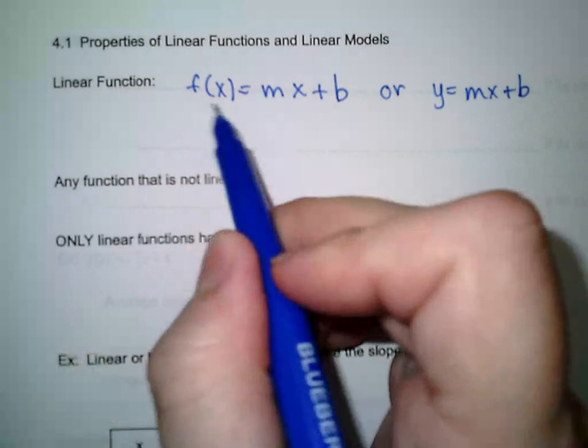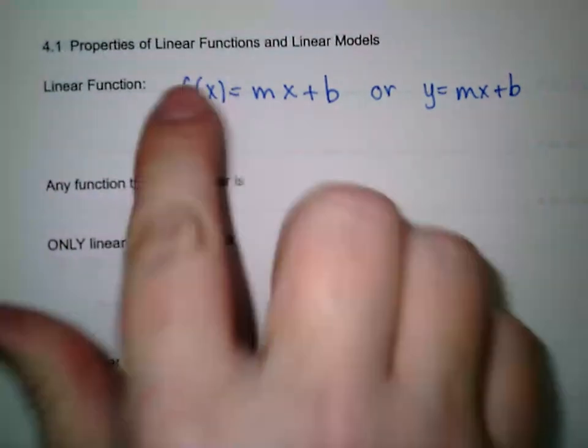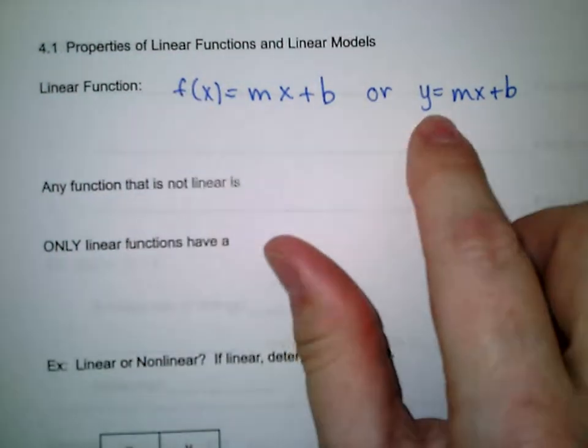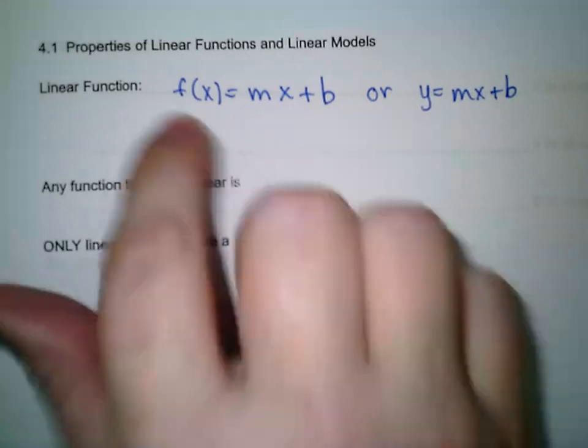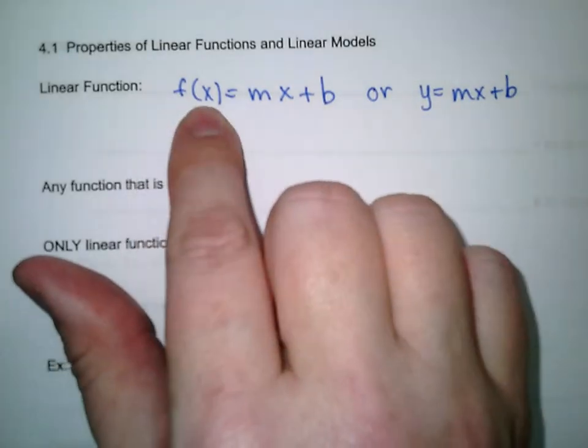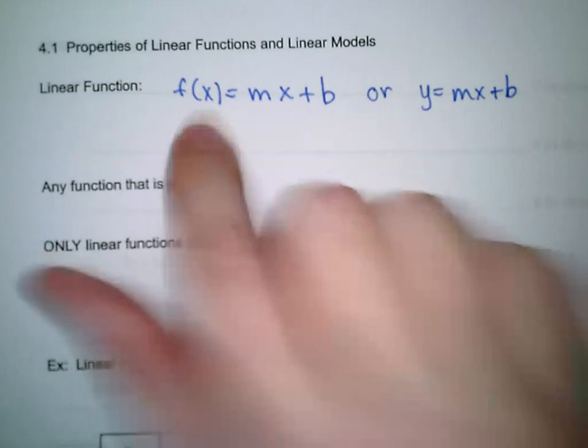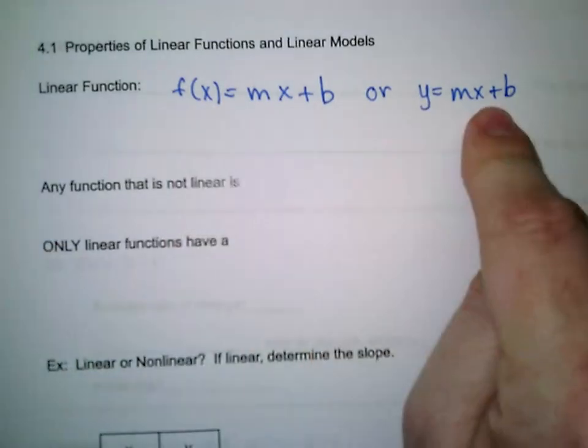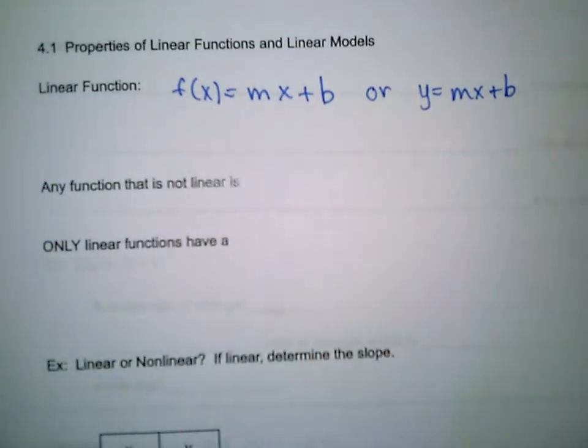Remember that this here is function notation. The f of x just is a way of saying the y value. So it's the function with the independent variable of x, same as this. Y is dependent on x, and x is the independent variable.